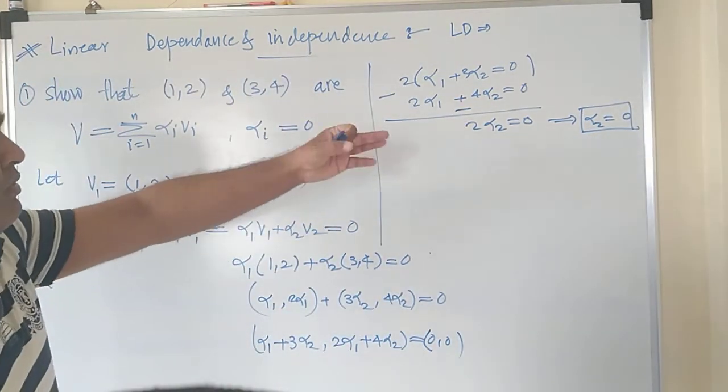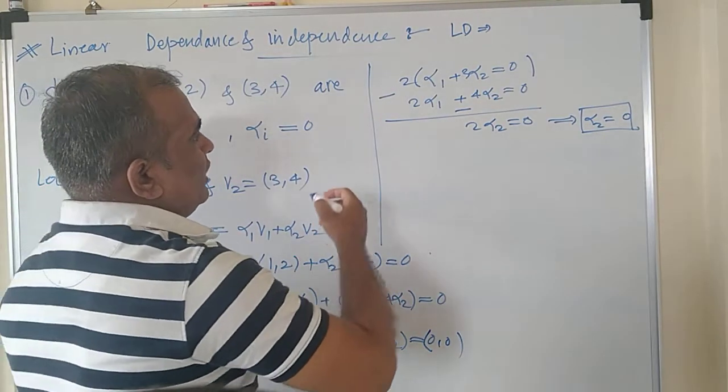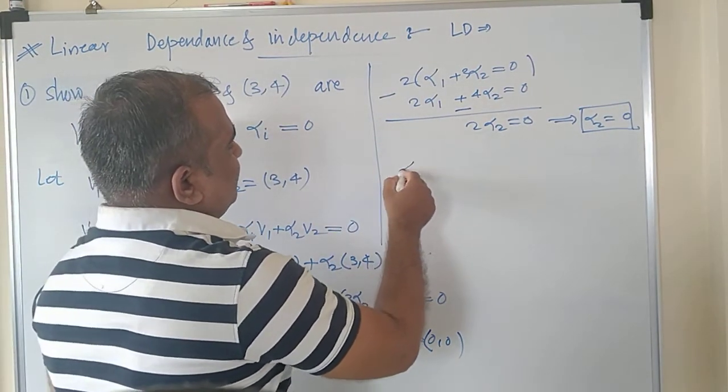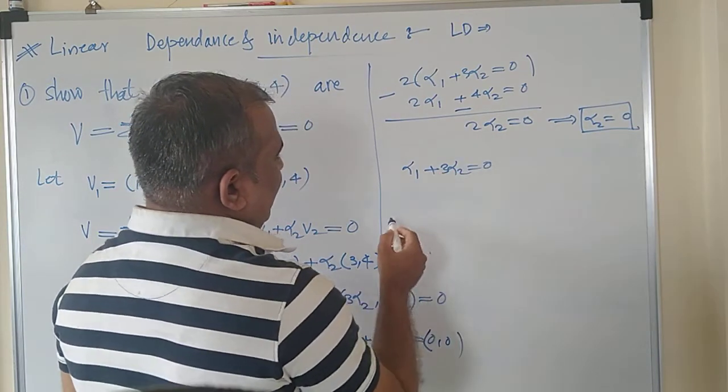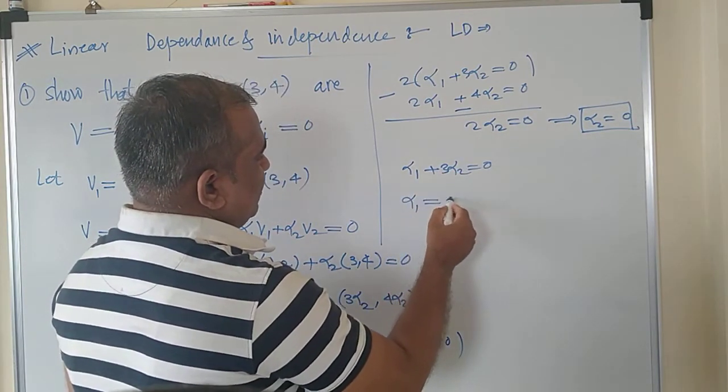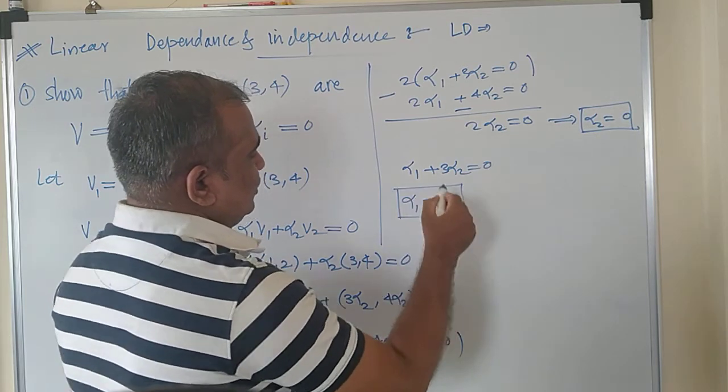Similarly, put the value of alpha 2 into equation number either 1 or 2. If you put it in any one, then this will give me alpha 1 plus 3 alpha 2 equals 0. If you put the value of alpha 2 equals 0, this will give you the value of alpha 1 equals 0 here.